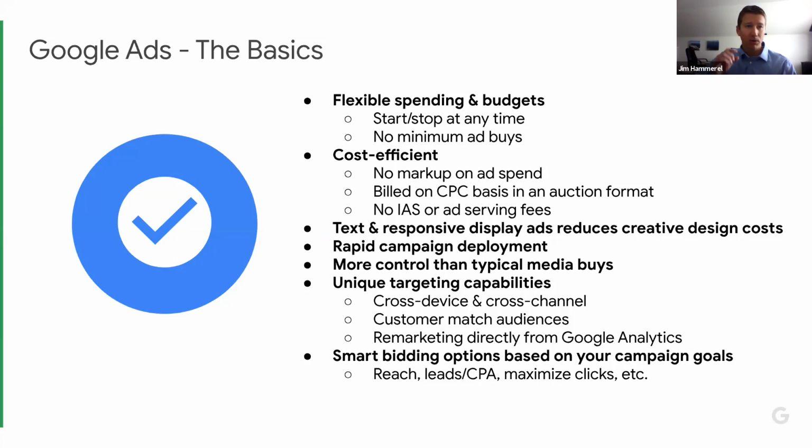There's a couple things that we like about Google. First of all, their flexibility. We can start and stop at any time. There's no minimum buys. It's extremely cost efficient because it's run on an auction system. Eric mentioned that before. All of your clicks are purchased on an auction, so you're bidding against other advertisers. That means there's no artificial markup on your ad spend. You're not paying for additional ad serving fees or anything like that. You can save on your creative design cost by utilizing their responsive text ads and display ads that they provide at no cost. It's really quick to deploy, so there's not a lot of staff time.